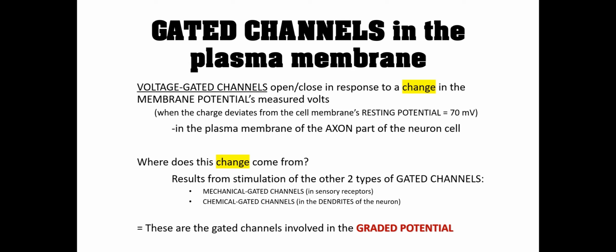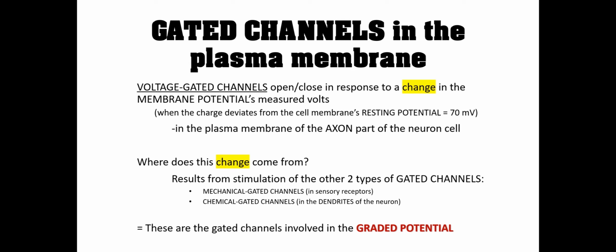Now, voltage-gated channels, the ones we were just talking about, the sodium and the potassium, open and close in response to a change in the membrane potential, measured in volts. We just went over that. And this is in the plasma membrane of the axon part of the neuron. So the axon, that tail, or that highway as I like to call it, is the part of the neuron that we're talking about.